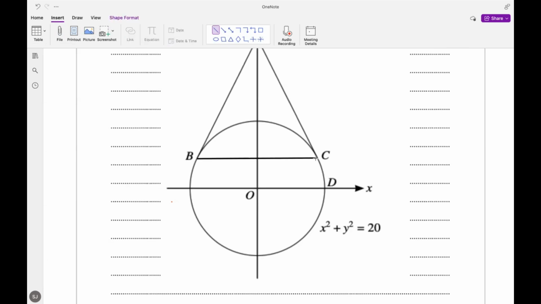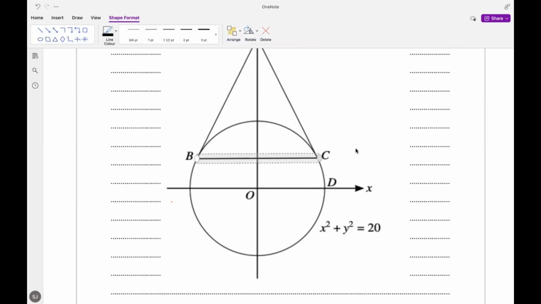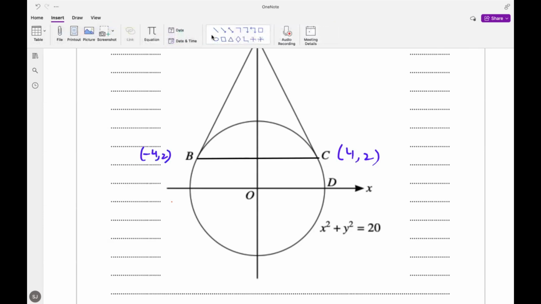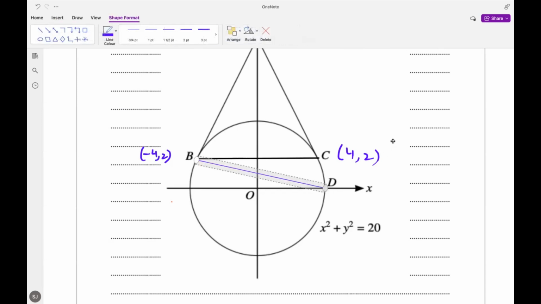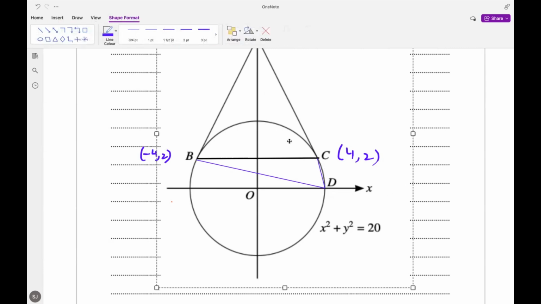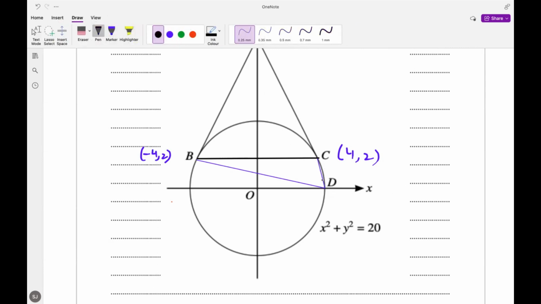So, B and C will be a straight line. As we already know, the coordinates of C are (4, 2) and the coordinates of B will be (-4, 2). Joining B and D, and then finally joining C and D, we form a triangle BCD. Once we have made this triangle, we need to find the angle BDC. This angle is the unknown, let's call it theta.